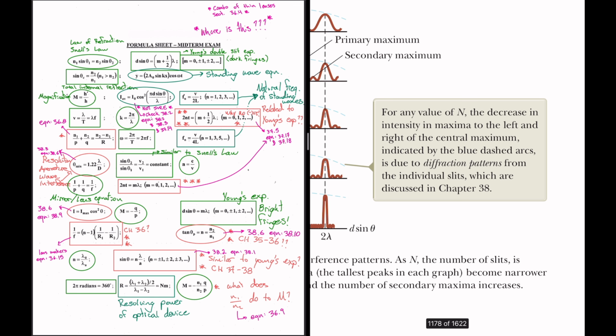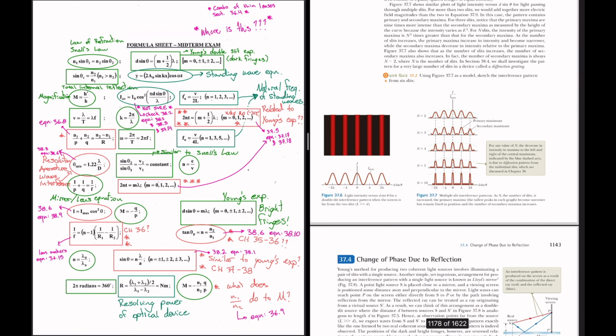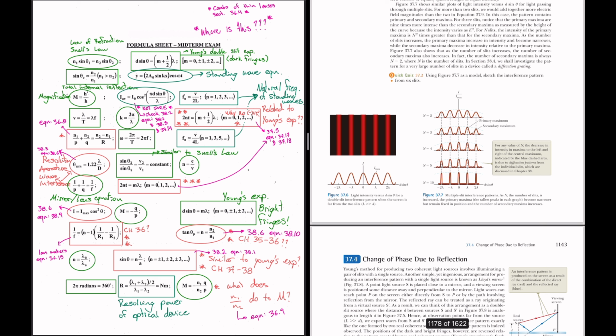So we can read over here, for any value of n, the decrease in intensity in maxima to the left and right of the central maxima, indicated by the blue dashed arcs, is due to diffraction patterns from the individual slits, which are discussed in chapter 38. So this is chapter 37. They first introduced this. If you want to read more and do some problems, chapter 38, the next chapter after this one, is where they talk about intensity distribution. So just in general, that is that equation there.